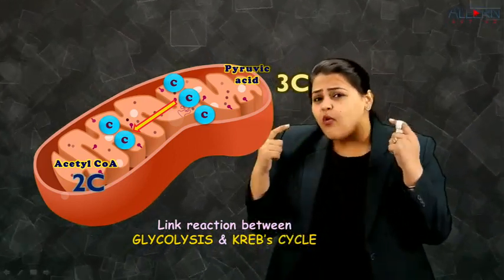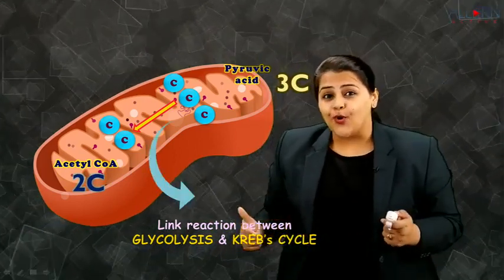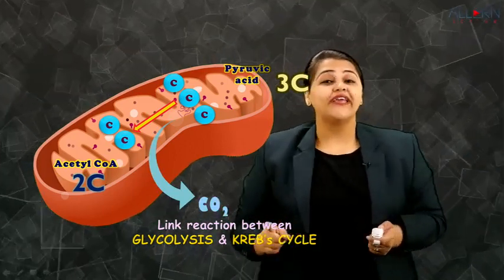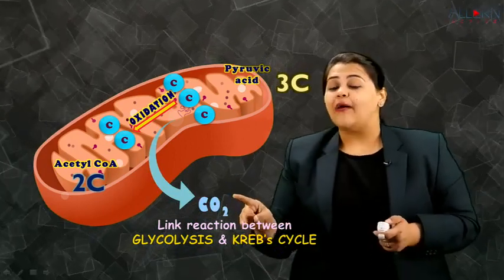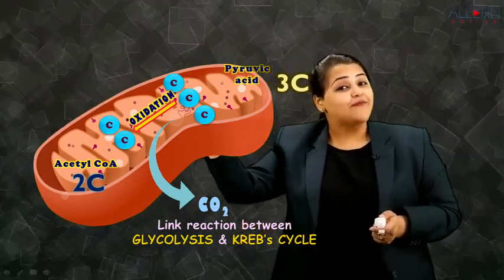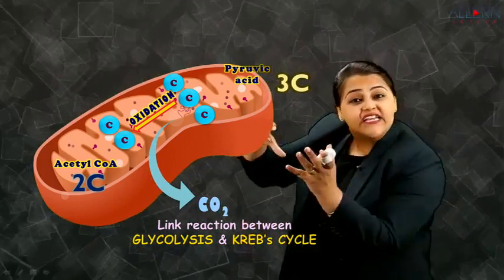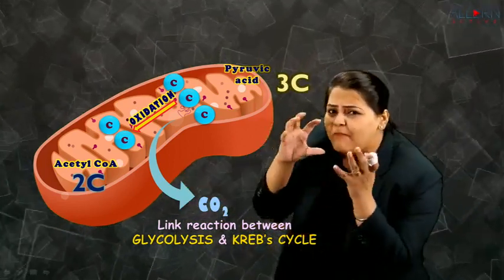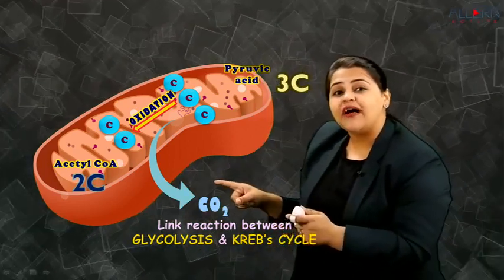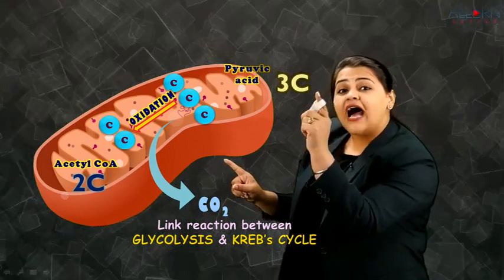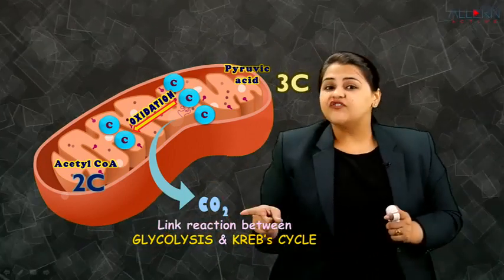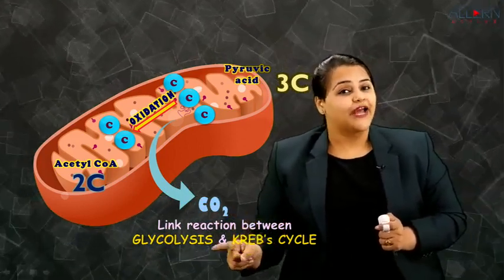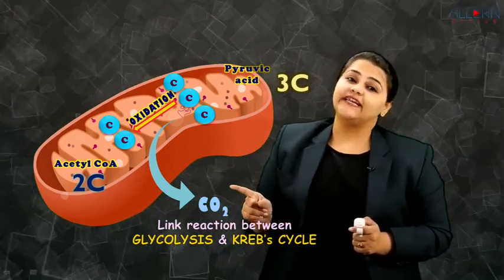Since we are wondering where did that 1 carbon go, well, it will come out in the form of carbon dioxide. And this carbon dioxide is another byproduct that we saw from this entire protocol. Pyruvic acid getting converted into acetyl coenzyme A, a 3-carbon getting converted into a 2-carbon molecule, and 1 carbon is released out as carbon dioxide because of oxidation.